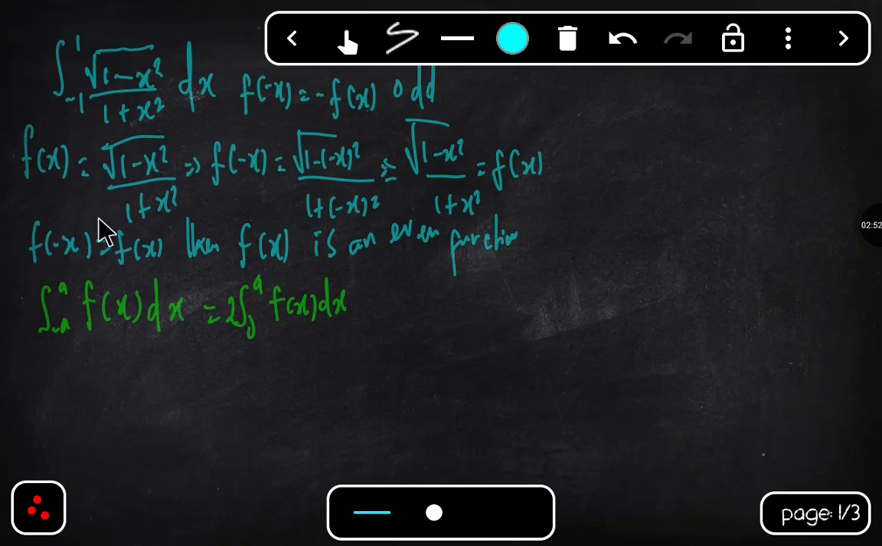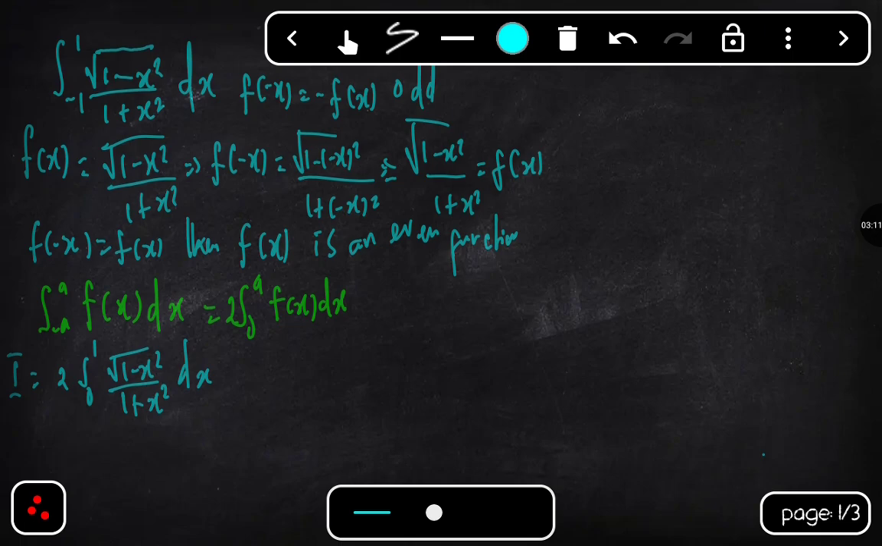Okay guys, let's move on. I can let I be equal to the integral, so I is equal to 2 times the integral from 0 to 1 of our f of x, which is the square root of (1 minus x raised to the power of 2) over (1 plus x raised to the power of 2) dx.